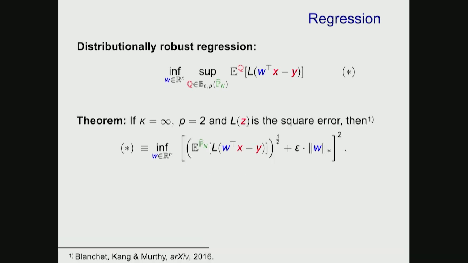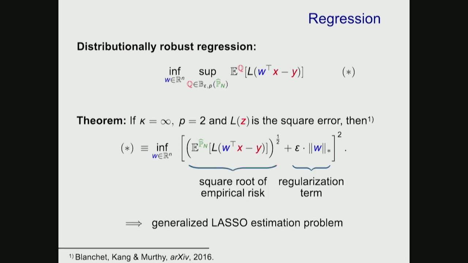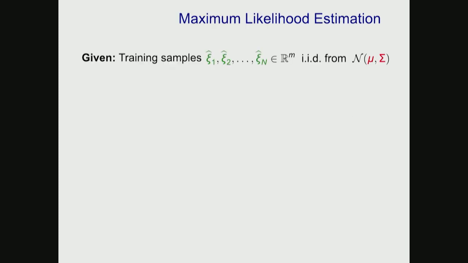And there is another interesting case if we use P equals 2, and again kappa is equal to infinity, and we use the squared error. So this is a robustified least squares problem. Then again, the worst case risk corresponds to a combination of the square root of the empirical loss and the regularization term. So in this case, if we actually use the infinity norm to measure transportation costs on the input space, then this will actually recover the generalized lasso estimation problem, which is studied in statistics.